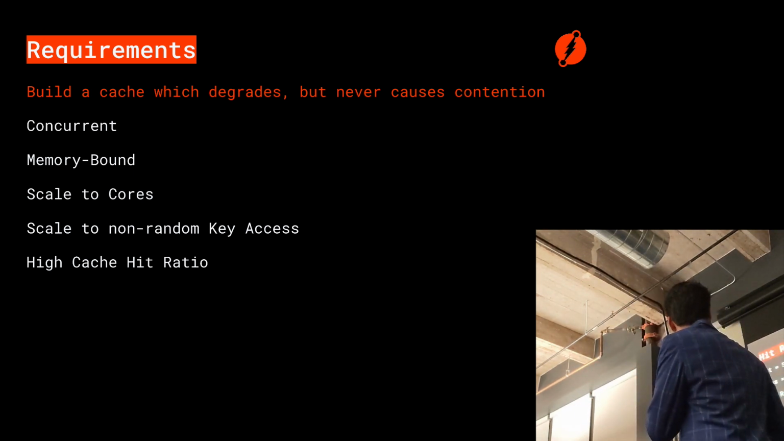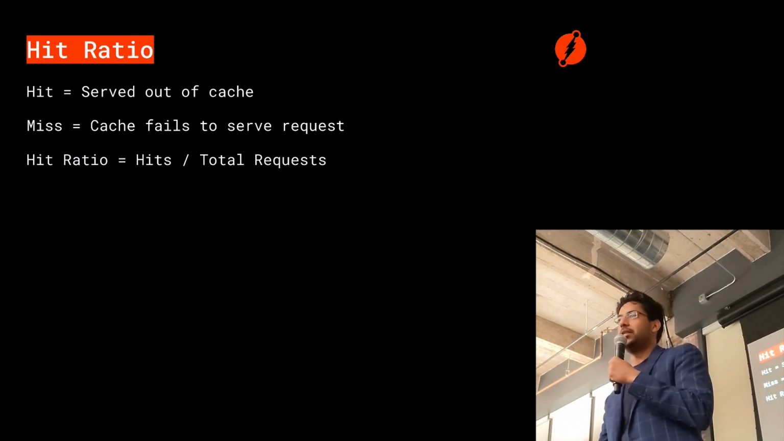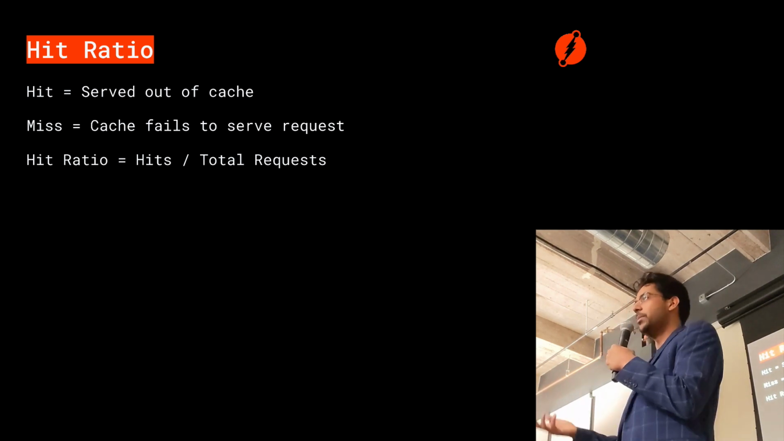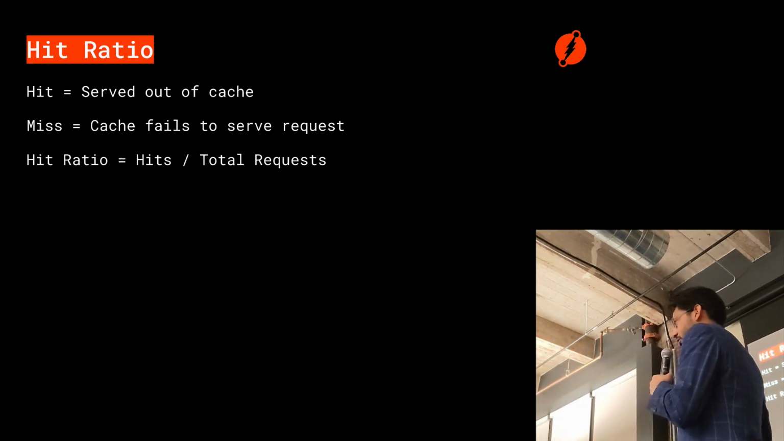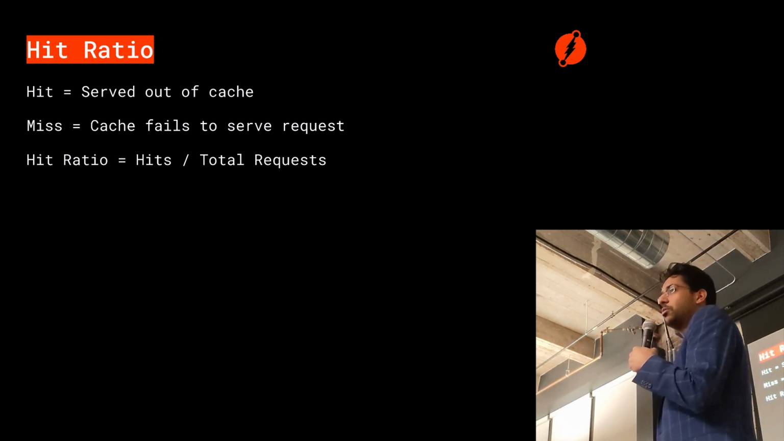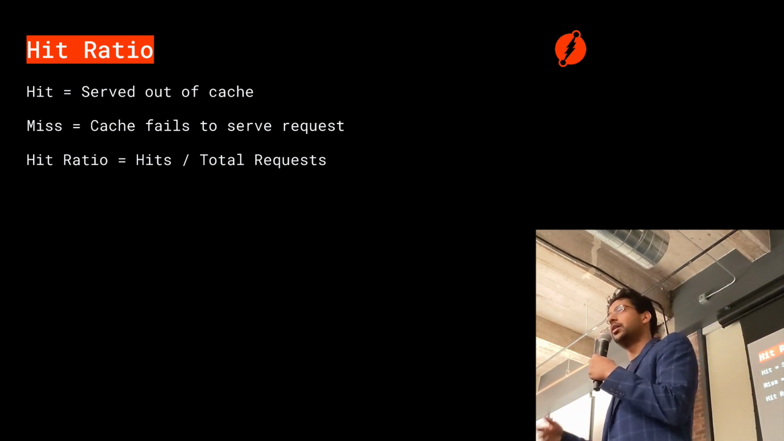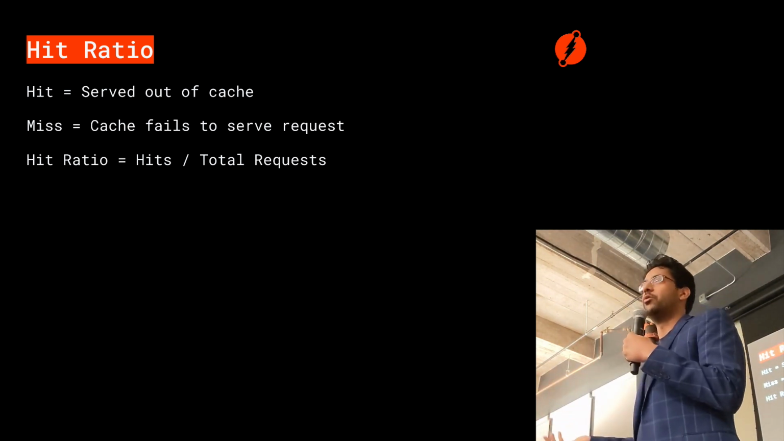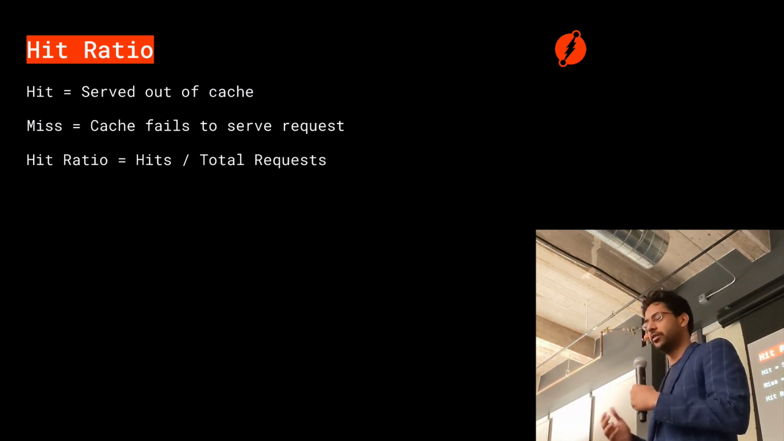Just to explain, the hit ratio means that the request got served out of the cache. A miss means the cache could not serve the request, so it's a cache miss. And then the hit ratio is the number of total hits divided by the total number of requests, which gives you the hit ratio. You want a pretty high hit ratio, right, for your cache to be effective.